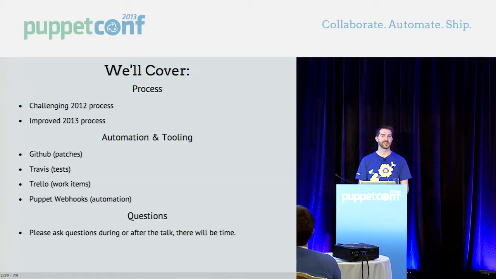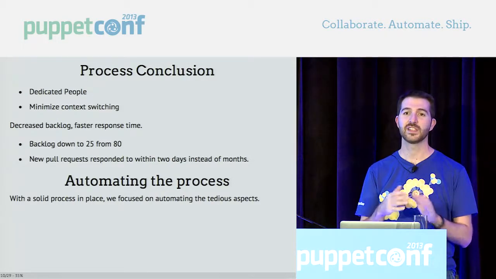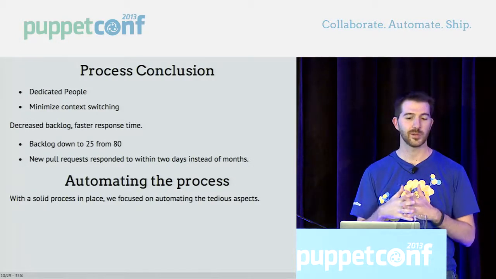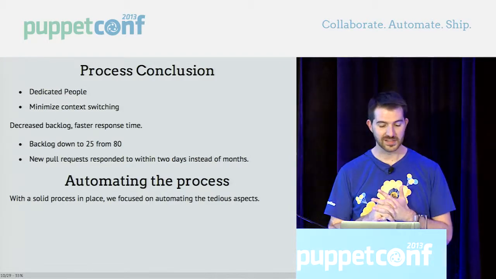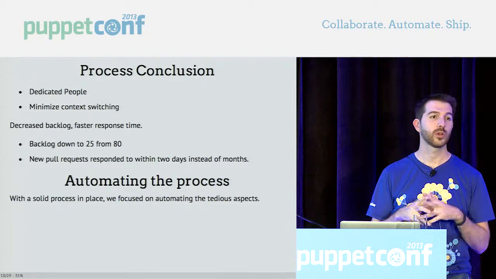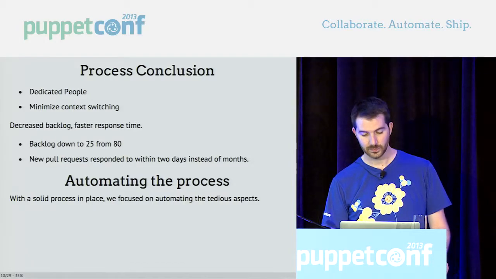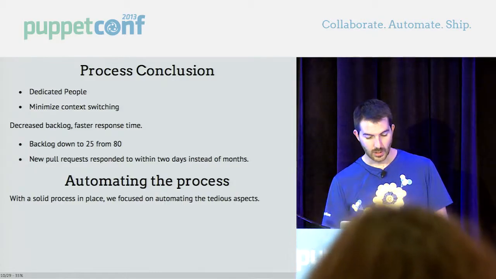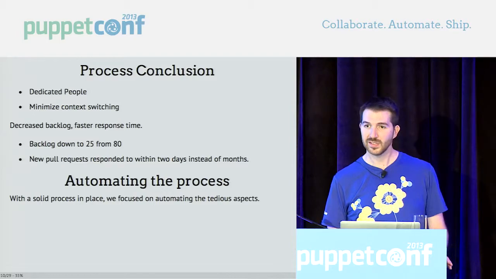So the key takeaways there are we found that dedicating at least even just one person, having a dedicated person that didn't need to context switch between all those different types of work really helped. It allowed us to decrease the backlog. We had a faster response time to our community. They weren't going months without a response. And then, yeah, new pull requests within 2 business days instead of a month. So that's pretty much the change in process that we implemented.